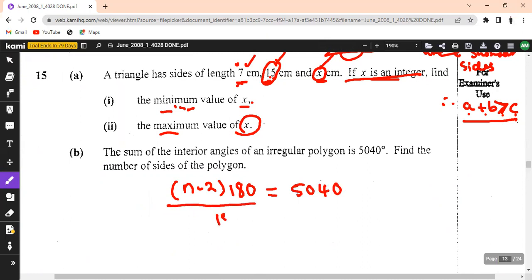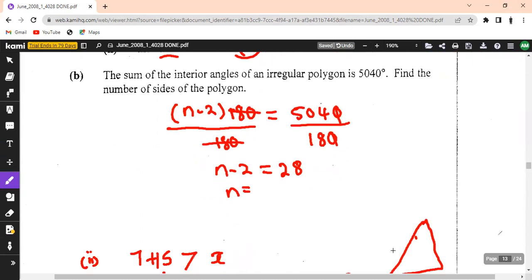So you can divide by 180 on both sides. N minus 2 is equal to, if you reduce properly, you are going to obtain something like 28. So n is going to be, let us transpose minus 2 to this side of the equation, it becomes a plus 2, which is 30. So n is going to be 30. So this polygon has got 30 sides. All right, so that was it.